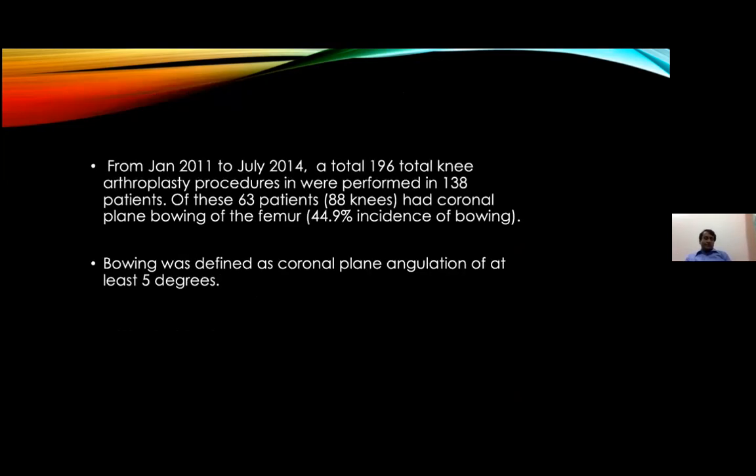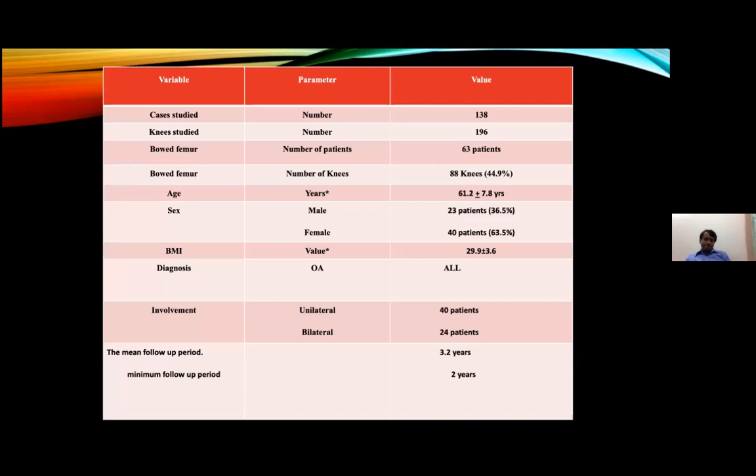From January 2011 to 2014, we have done around 136 cases. In that we have seen a 44.9% incidence of bowing. So the bowing percentage in our patients is 44.9%, with an average BMI of 29.9. The diagnosis in almost all patients is osteoarthritis. We did not include any post-traumatic cases in this series, and the mean follow-up was 3.2 years.